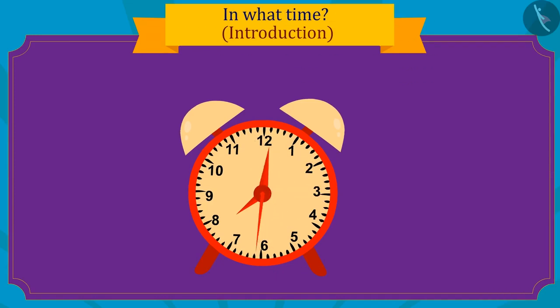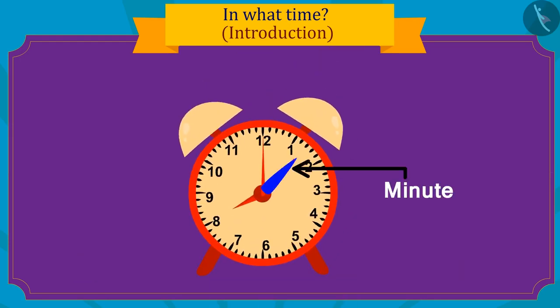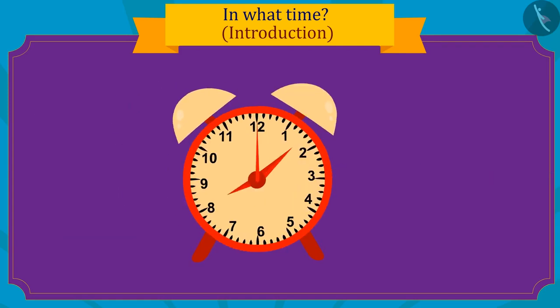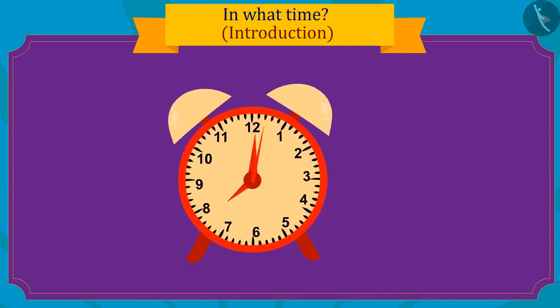The thinnest hand in the clock tells time in seconds. Seconds is the smallest unit of time measured. The longest hand, like this, gives time in minutes. 60 seconds are added to make 1 minute. And the smallest hand of the clock shows the time in hours. 1 hour is equal to 60 minutes.